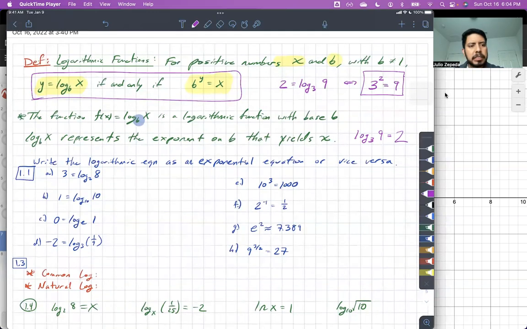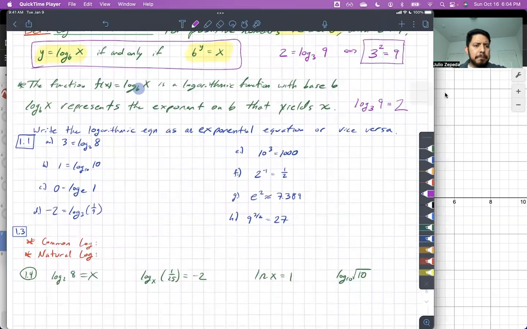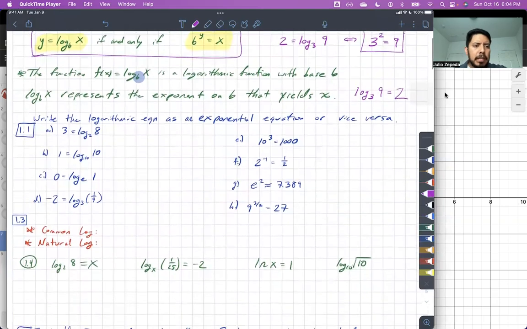Okay, so let's get a little bit of practice here with problem 1.1. And this is a reference to the worksheet that we have. So this is just my first example. And then the .1 just means it's going to correspond to problem number 1 on the worksheet. Okay, so it says, write the logarithmic equation as an exponential equation or vice versa. So with the first 4 examples, we're going to write the logarithmic equation as an exponential equation. So this equation here: 3 equals log base 2 of 8.